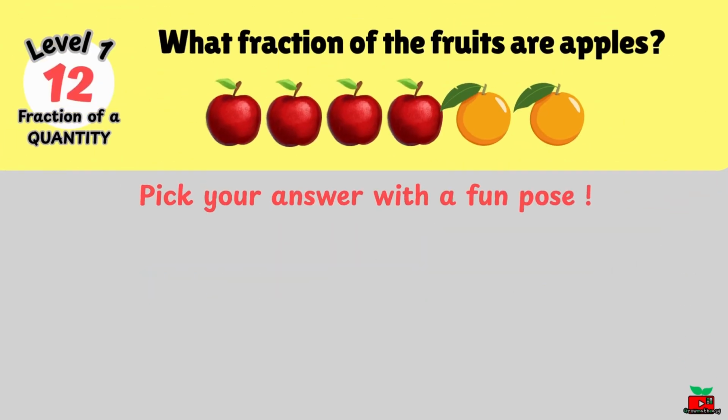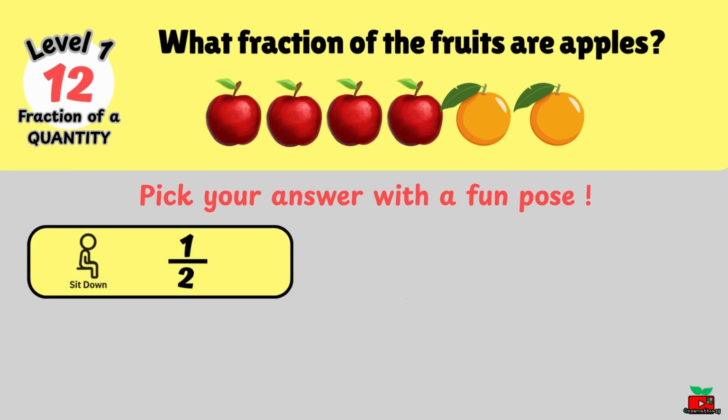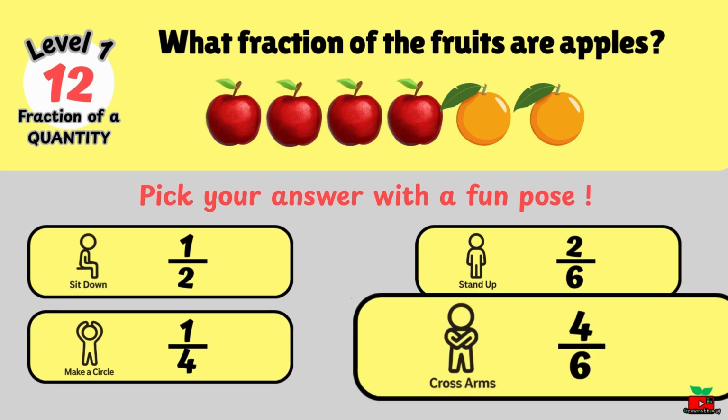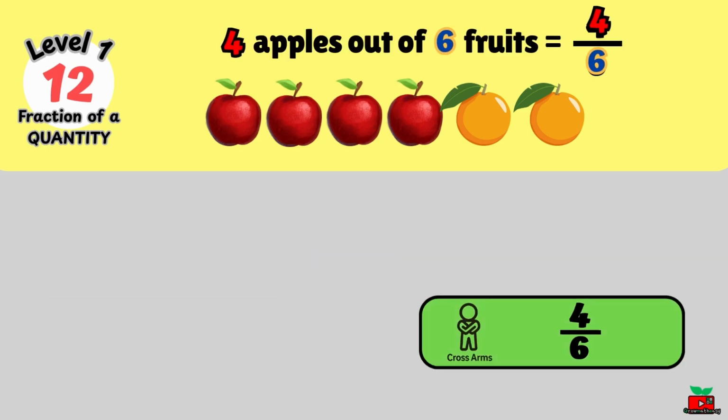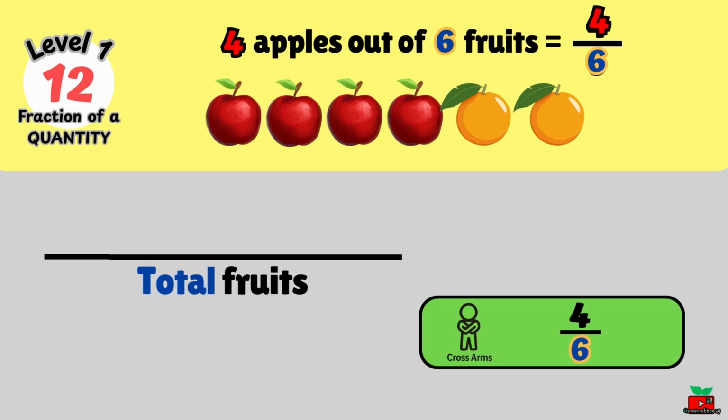What fractions of the fruits are apples? 1 over 2, 2 over 6, 1 over 4, or 4 over 6? 4 over 6. 4 apples out of 6 fruits equal 4 over 6.